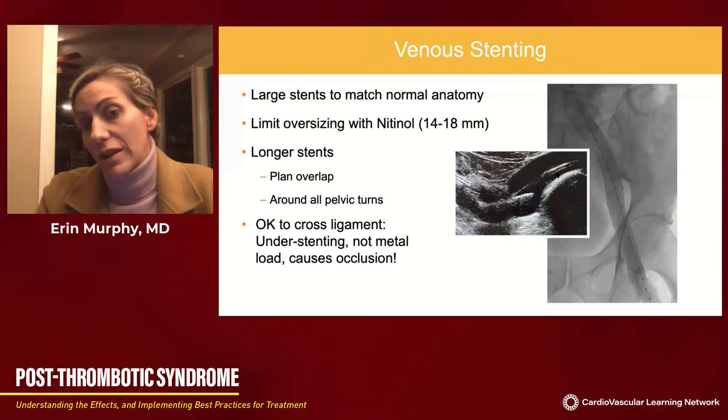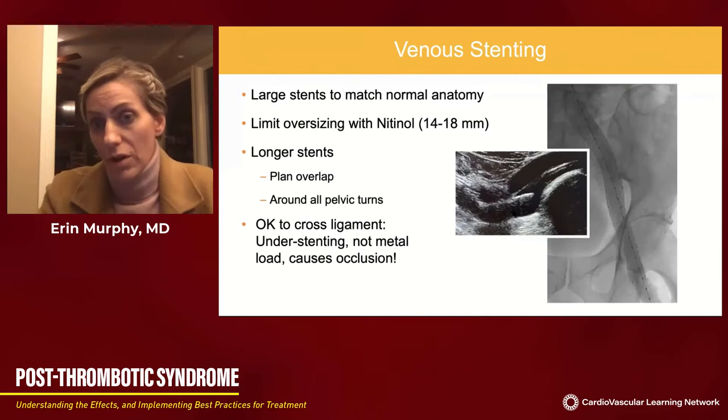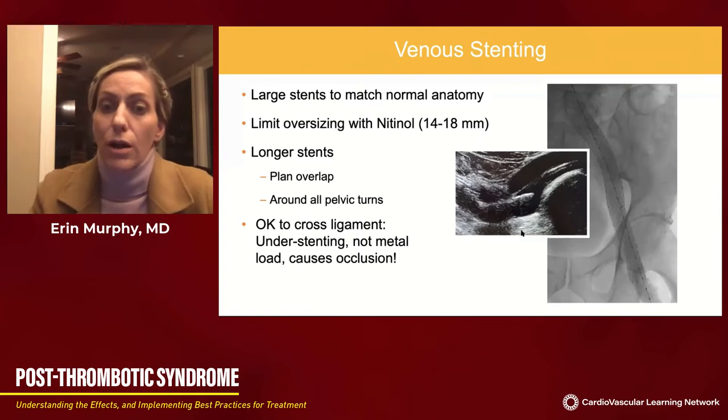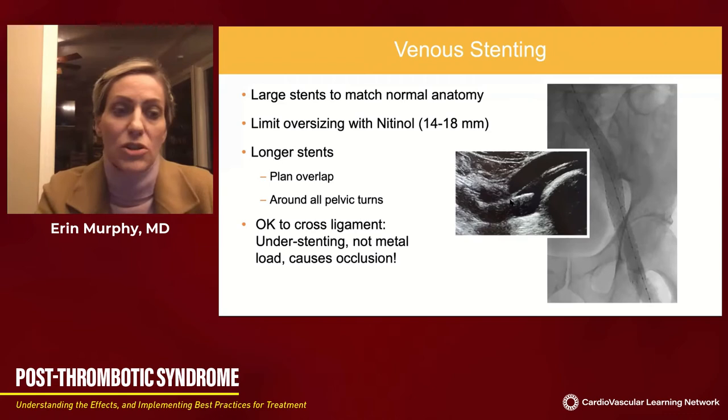This patient from the AP venogram looked totally normal. You would have had to get a lateral view to see this and to make sure you're through the bend. You want to use longer stents to get past that external iliac bend, even if you're only treating a May-Thurner in these type of patients. Again, okay to cross the inguinal ligament.